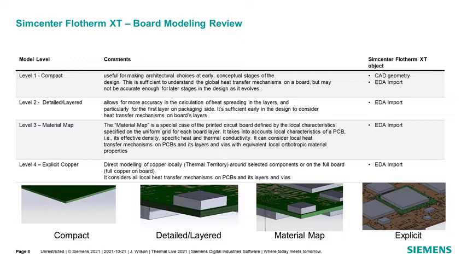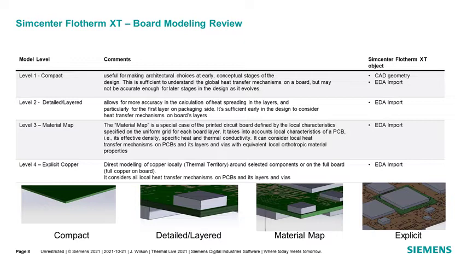Level 3 is material map, and I'm going to spend some more time talking about that in more detail, but it's actually taking the EDA import information, and rather than modeling the copper geometry physically, it represents that entire board as a network assembly with user controls on how fine you want to resolve that copper in that layer. Again, I'll talk about that more in a little bit.